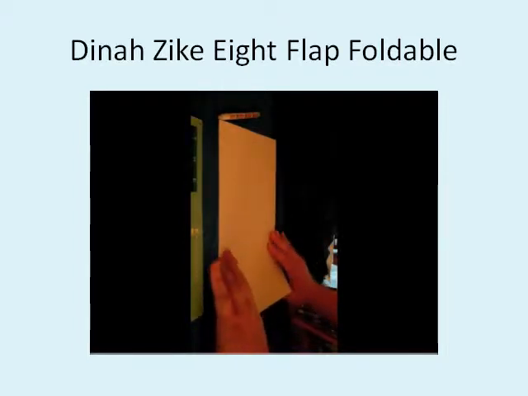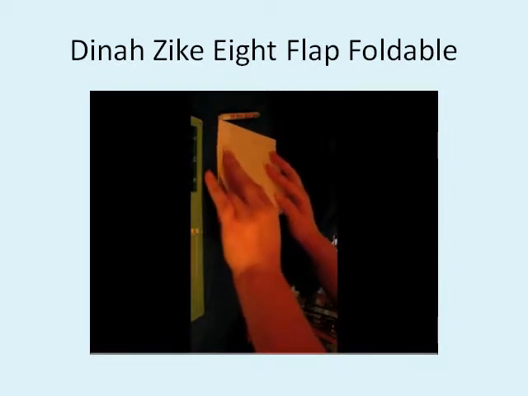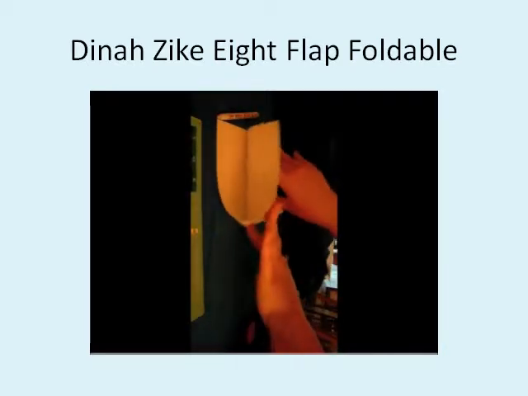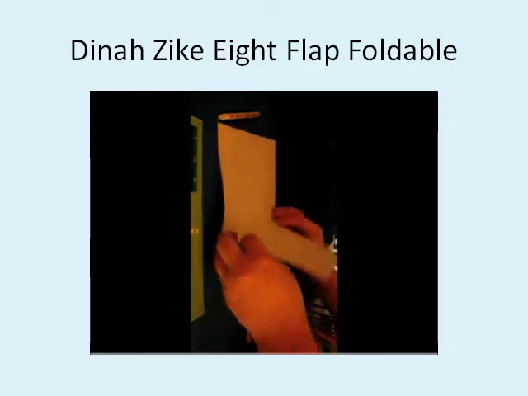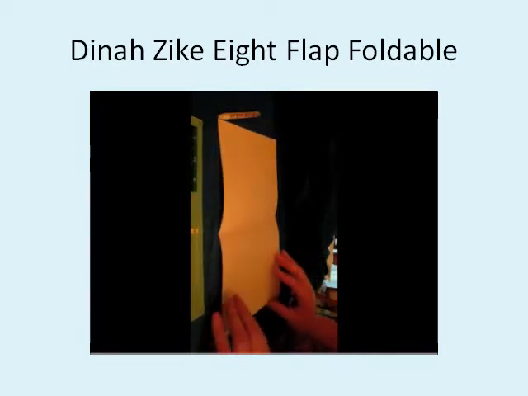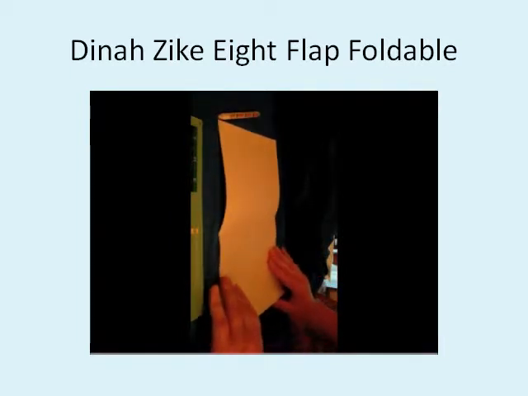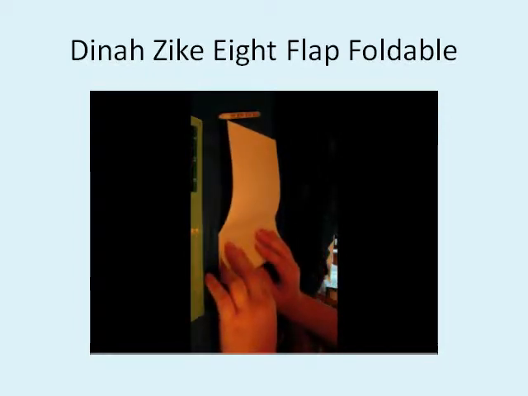You're going to fold your sheet of paper in half like a hamburger. And you're going to unfold it. Now you're going to make two more hamburger folds. You're going to take each side and fold it to that center crease you just made so that you make shutters.